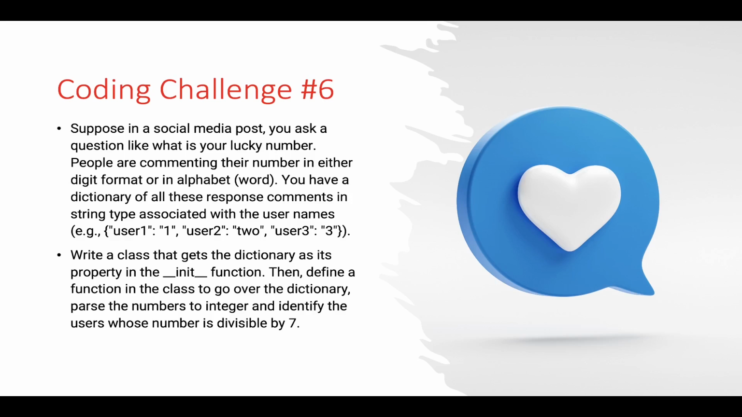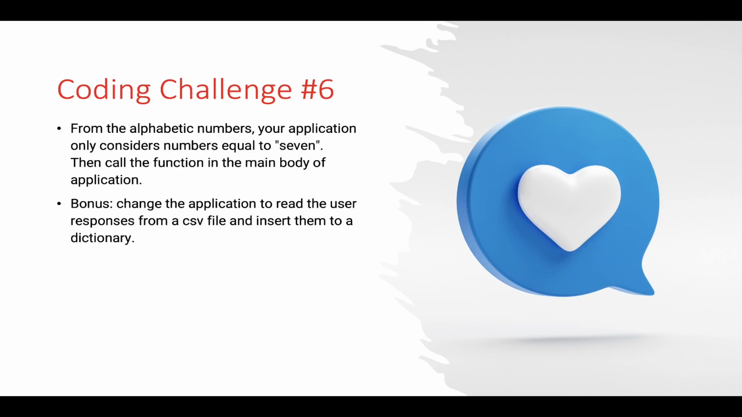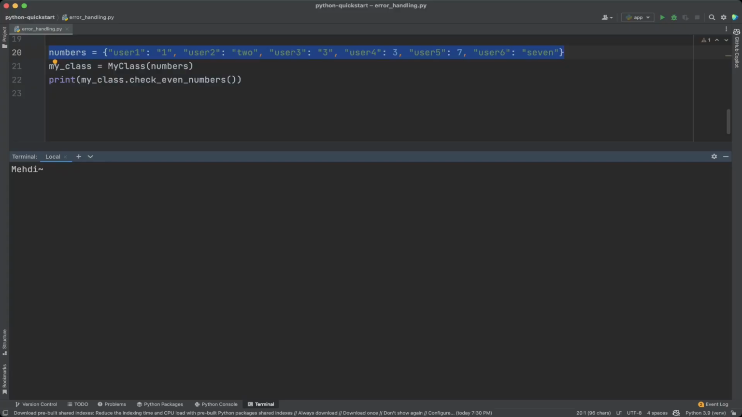Write a class that gets the dictionary as its property in the init function. Then define a function in the class to go over the dictionary, parse the numbers to integer, and identify the users whose number is divisible by 7. From the alphabetic numbers, your application only considers numbers equal to 7. Then you need to call the function in the main body of the application. I also encourage you to change the application to read the user responses from a CSV file and insert them into a dictionary. With a dictionary like this one, your output should look like this, which reports user 5 and user 6.